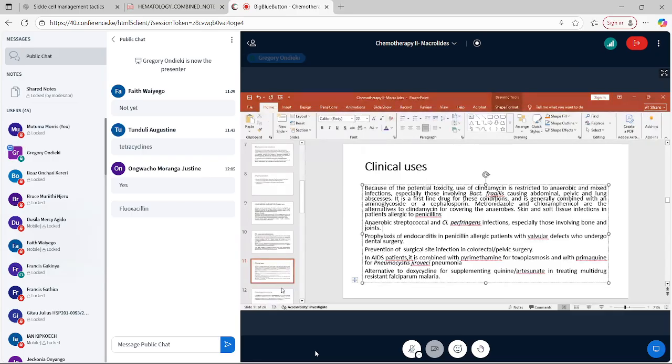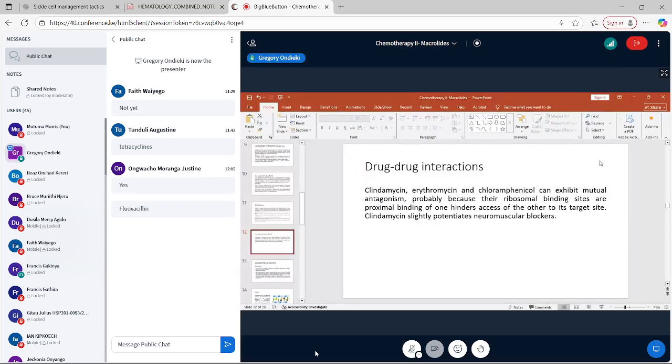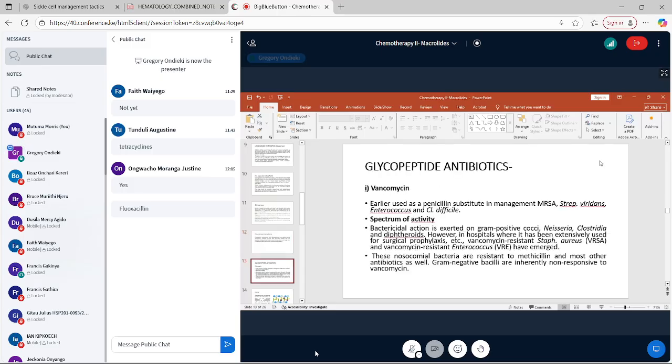Now, the drug interactions. So clindamycin, erythromycin, and chloramphenicol exhibit mutual antagonism. We said this will happen because they'll bind to the same site. The mechanism of action is technically the same, right? So you expect that. We do not even need that slide for us to remember that. Now, what we have to remember is it slightly potentiates neuromuscular blockers.